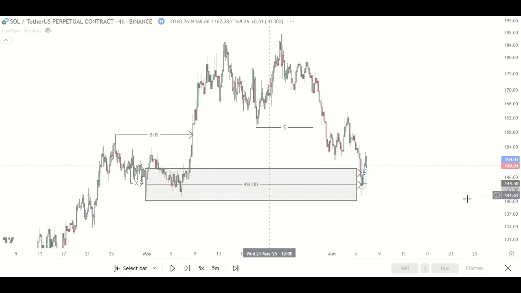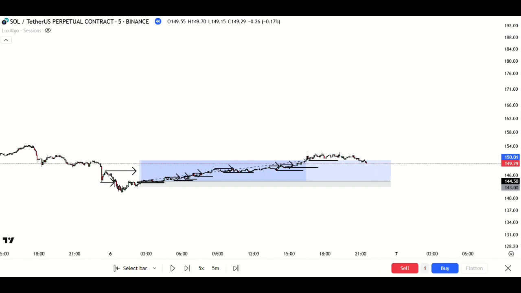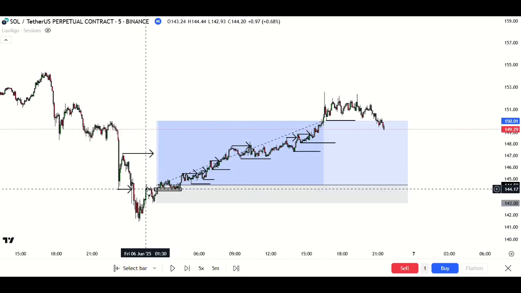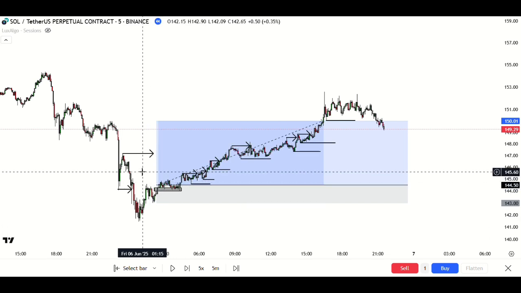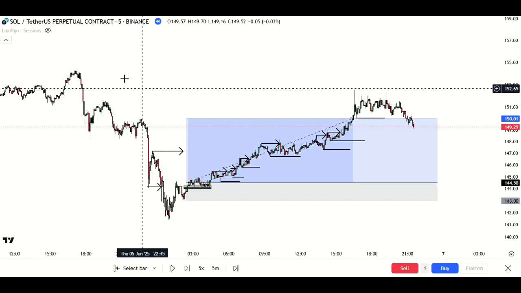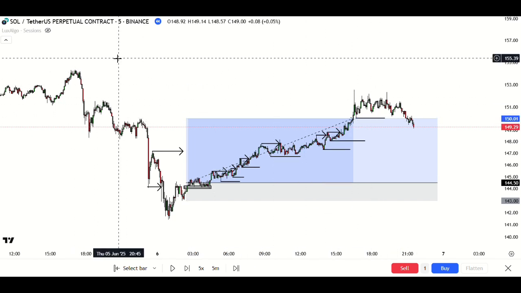And then go into the 5 minutes, see that I have a sweep over here, when the sweep happened, and then the candlesticks started closing back above into the price range. I entered the trade, just targeting these highs. Obviously that did not work out because I got stopped on the trail right here.